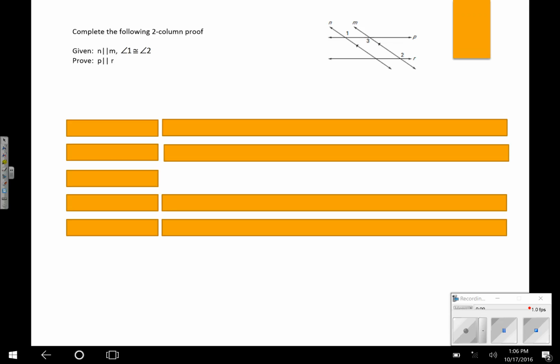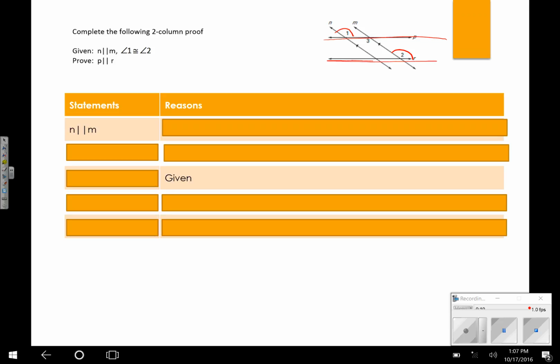We're given that N is parallel to M, and it's marked, and 1 is congruent to 2, which I'm going to mark right now. And I want to prove that P is congruent to R, so it might help to highlight what you're going to prove, okay? So I'm going to start my proof. The first thing I'm going to state is that n is parallel to m, and that's given. I've only started one part of the given because I'm going to use what directly follows.